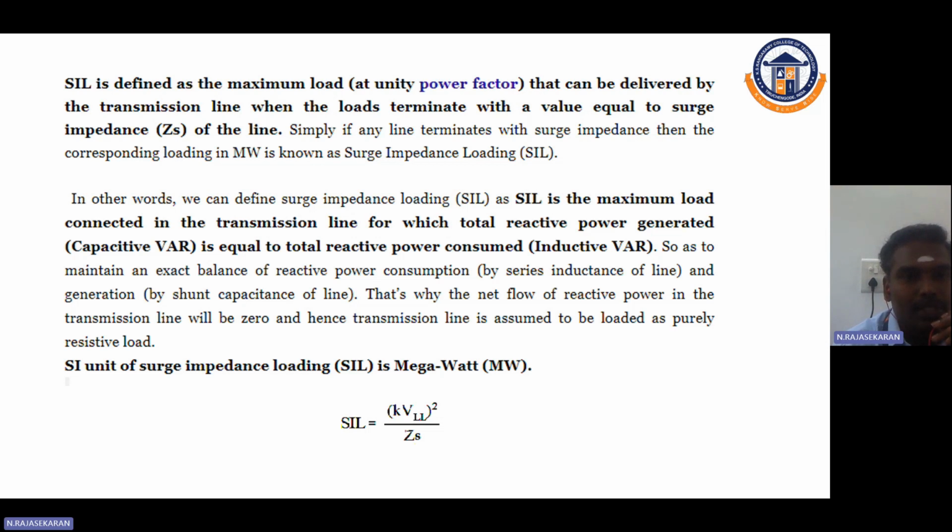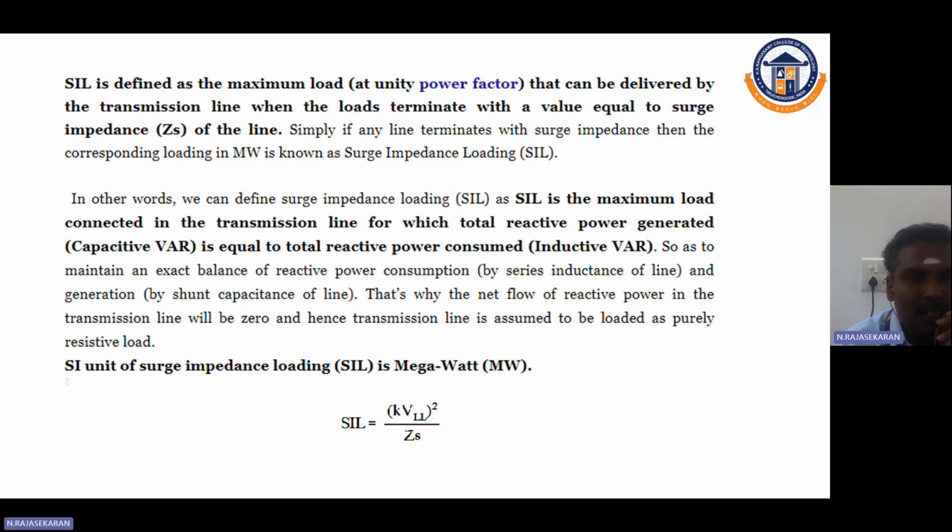The maximum load that can be delivered by the transmission line is when the load terminates with a value equal to the surge impedance of the line. The load impedance should be equivalent to Z_S. This creates the possibility of sending the maximum power to the line.